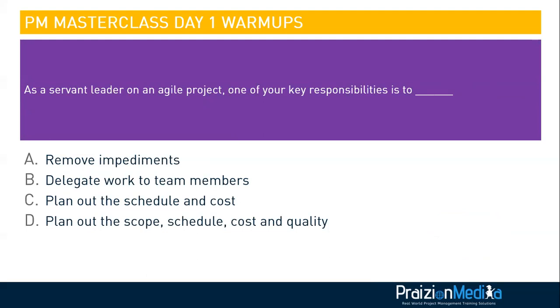Hit the pause button if you need more time. 3, 2, 1. Taking a look at the question setup, as a servant leader, one of the key things you do is remove roadblocks. So the correct answer for this is remove impediments. This is the best option based on the Agile Practice Guide and general Agile industry awareness.